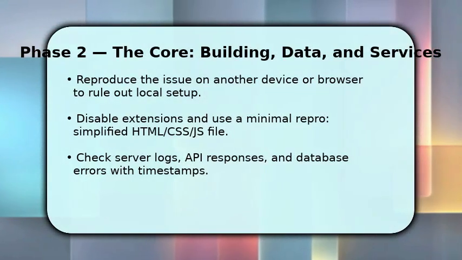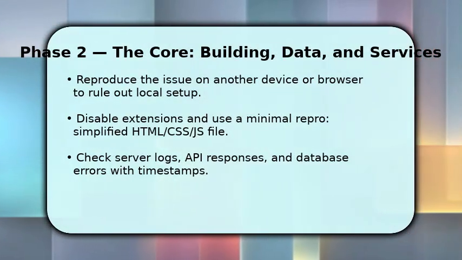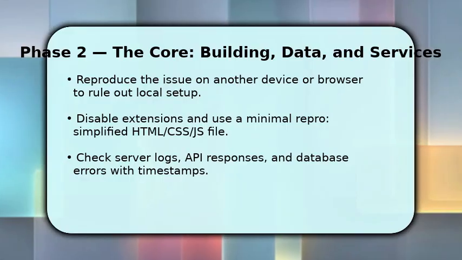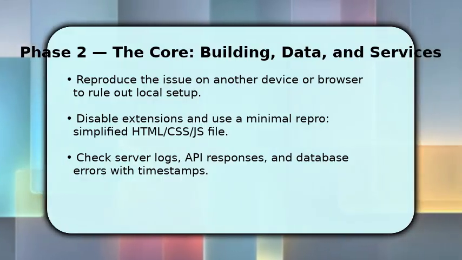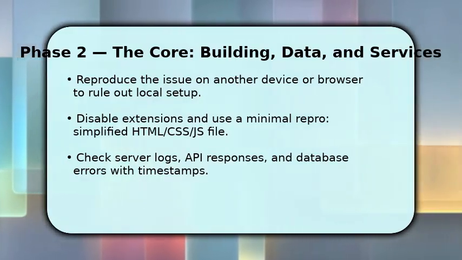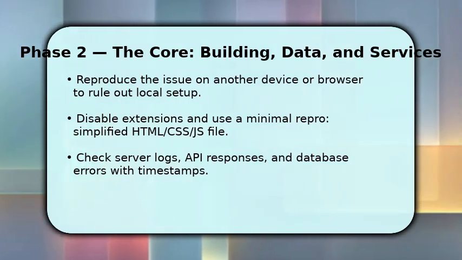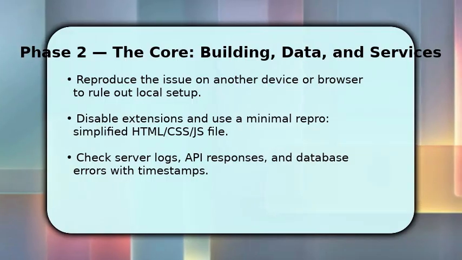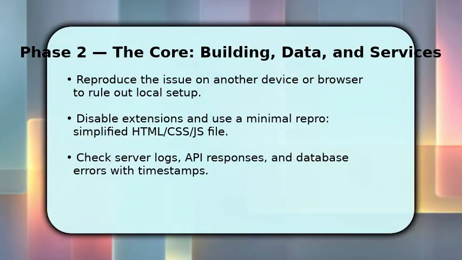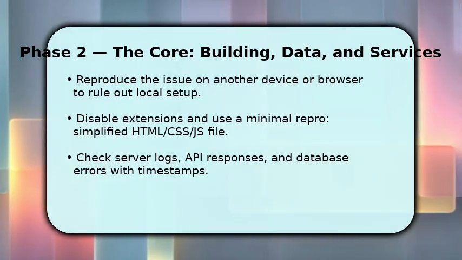Next, isolate the fault by reproducing it in a controlled environment. You want to know if it's local, browser-specific, or backend-driven. Test on another device and browser, and disable extensions. These often interfere. Then create a minimal reproduction, a stripped HTML/CSS/JS file that either fails or succeeds.